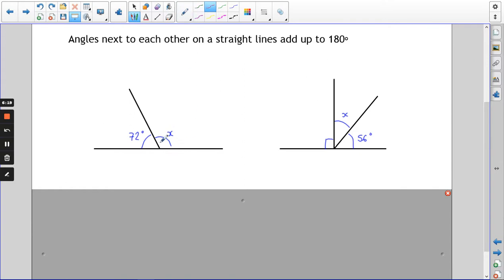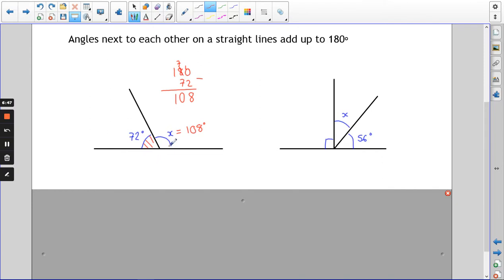Okay, for the one on the left then, we've got only two angles, so I don't need to do any adding up, it's just taking away. So 180, take away 72, I'm going to have to borrow because I can't do 0 take away 2. 10 take away 2 is 8, 7 take away 7 is nothing, 1 take away nothing is 1. So the missing angle x is 108 degrees.